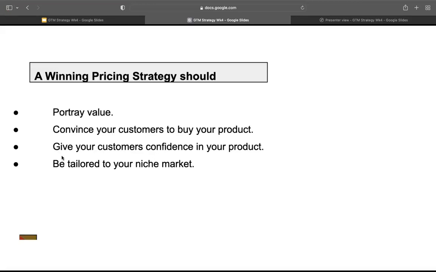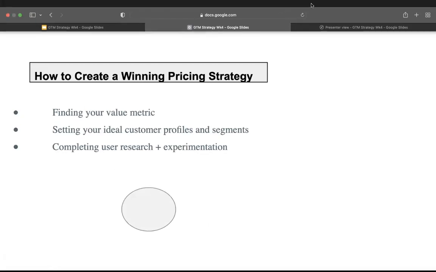So let's not digress. To convince your customers to buy a product, that price has to be convincing. Then give your customers confidence in your product, and it has to be tailored to your niche market. Let's go to the next one. How to create a winning price strategy. Are you guys still with me?